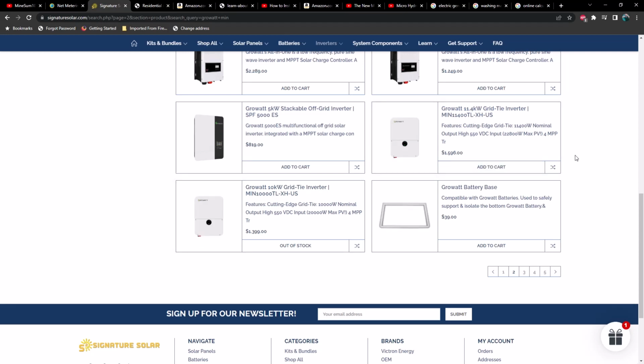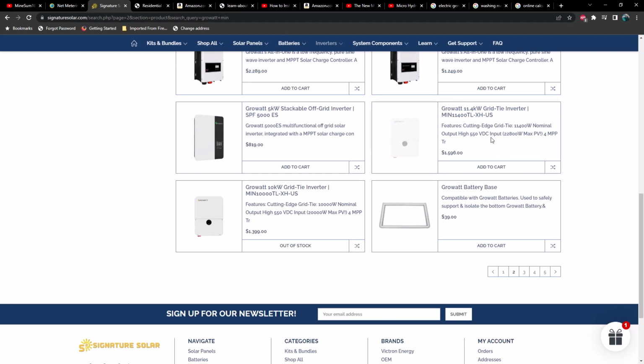Now, if you do the math, it is better to purchase two of the 6,000 watts than it is the 11.4. Why they've got it priced that way, I'm not really sure, to be honest with you, but to me, the better bargain obviously is to go with the 6,000 and get two of them.